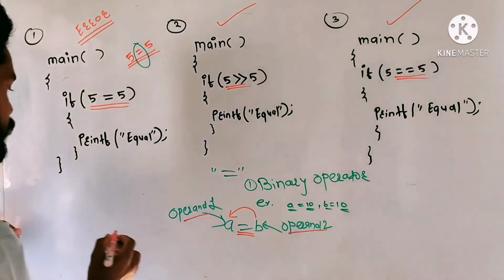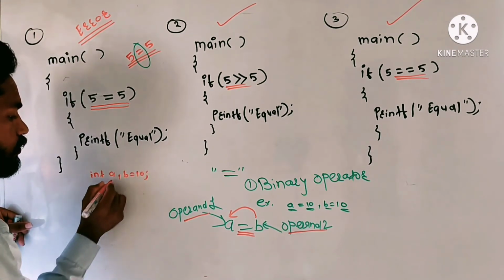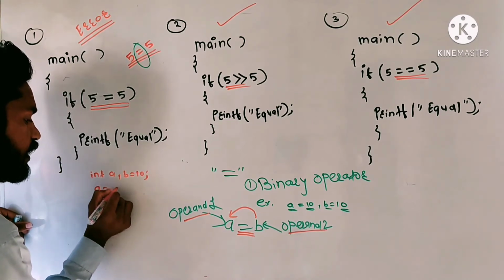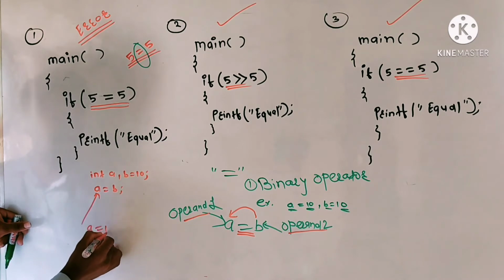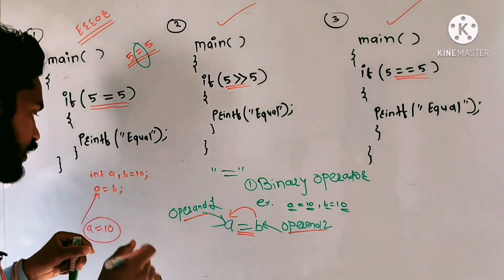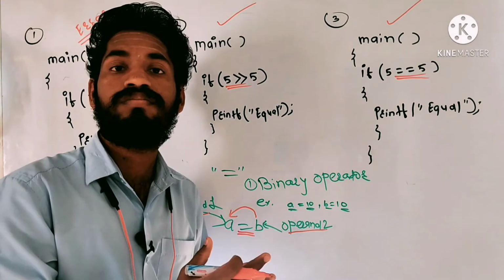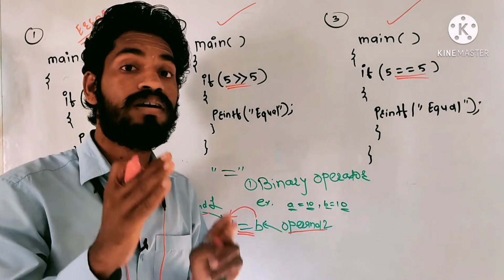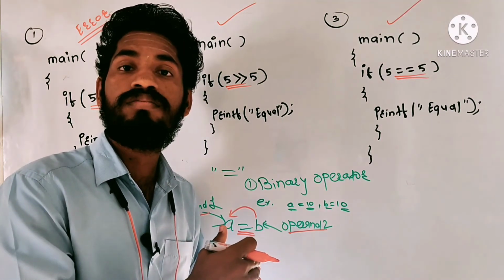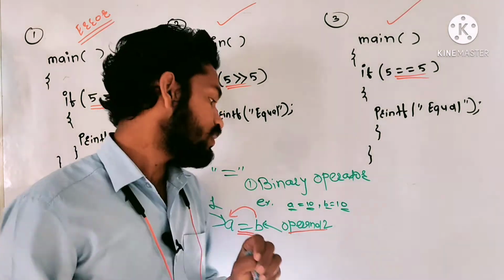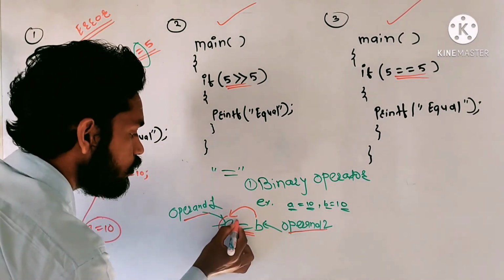For example, int a, b equal to 10. Initially the content of a is garbage. When we write a equal to b, now a becomes 10, meaning the content of operand 2 is copied into operand 1. Very important concept: the assignment operator modifies the left side operand. Because of that, there are certain terms and conditions for operand 1.